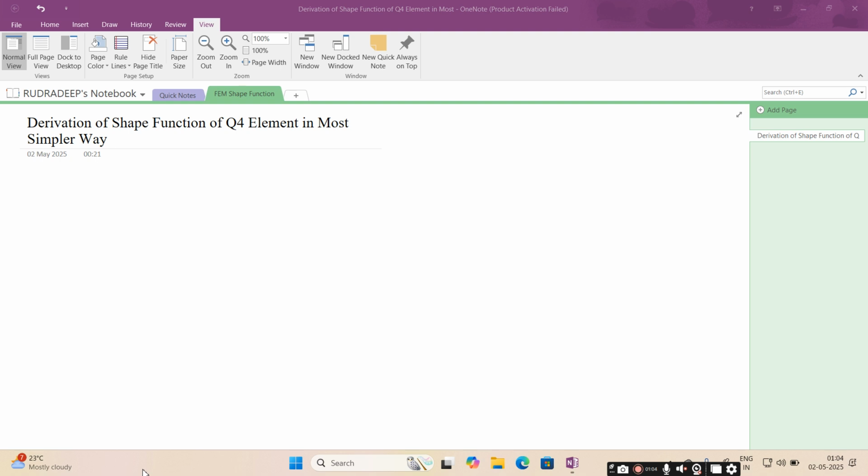In this video, we will start from the basics, exploring the geometry of a four-noded quadrilateral, setting up the coordinate system, and step by step deriving the bilinear shape function. Whether you are a student, a researcher, or a practicing engineer, this tutorial will give you a clear and visual understanding of how these shape functions are formed and how they work.